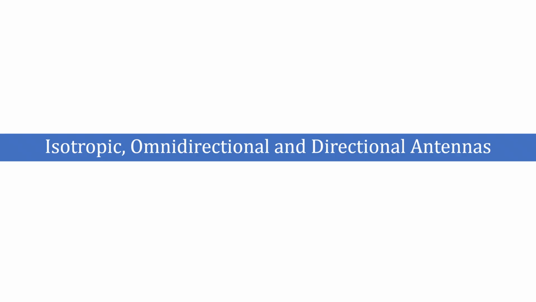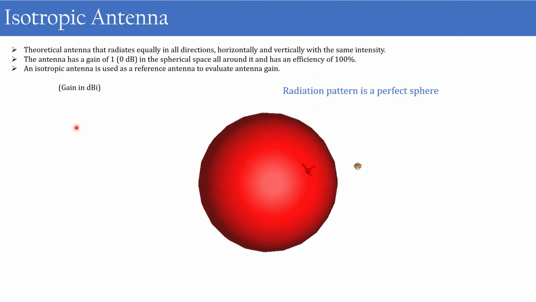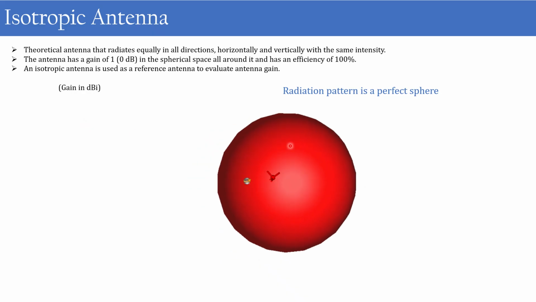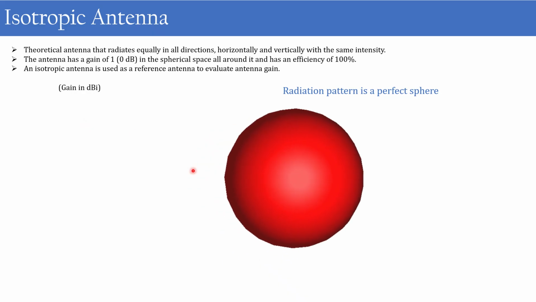In this video, we are going to explore what is meant by isotropic antenna, omnidirectional antennas, and directional antennas. An isotropic antenna is a theoretical antenna that radiates equally in all directions.